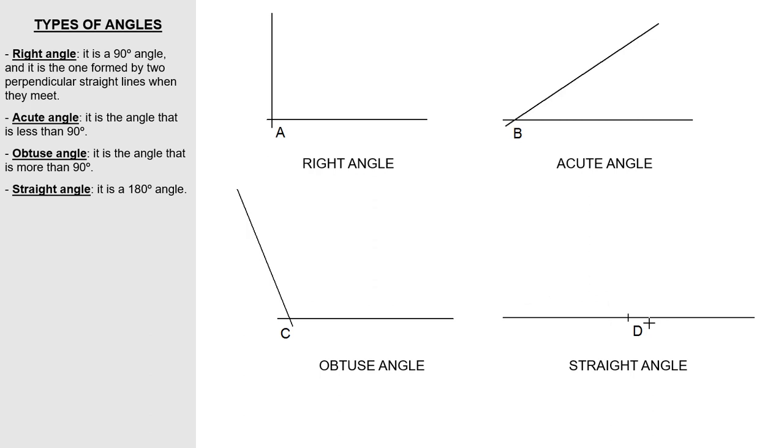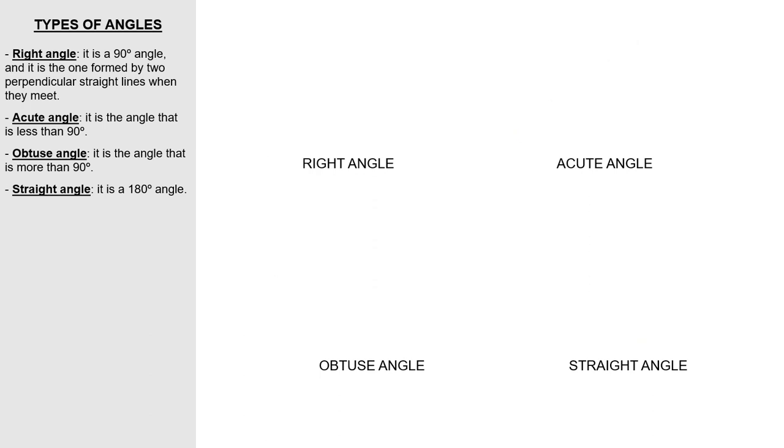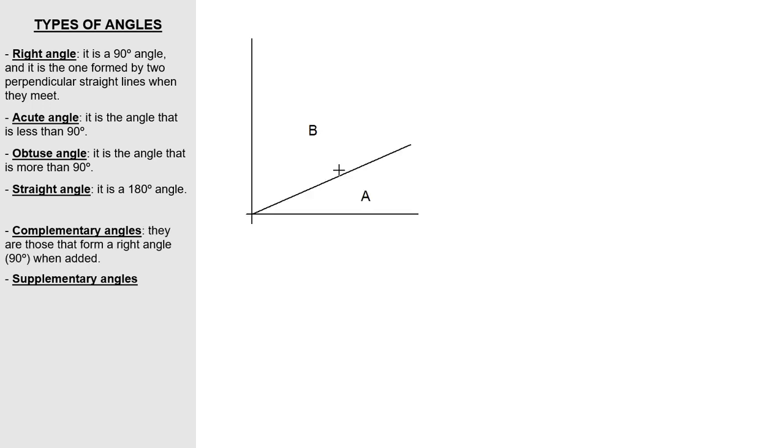If we look at this angle, we are not referring to two semi-straight lines that meet, really, but to a straight line that has been divided into two semi-straight lines by point D. Besides, let us differentiate between complementary angles and supplementary angles. If there are two angles which form a right angle when added, they are complementary angles.